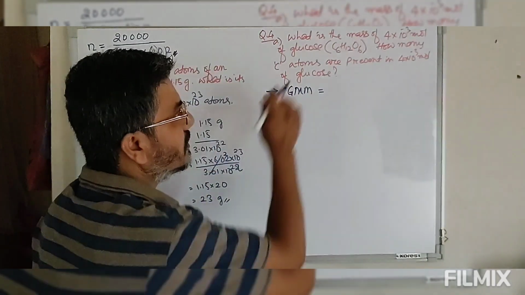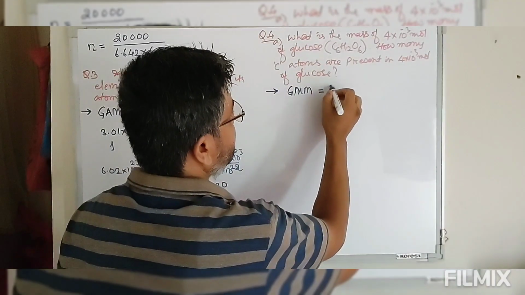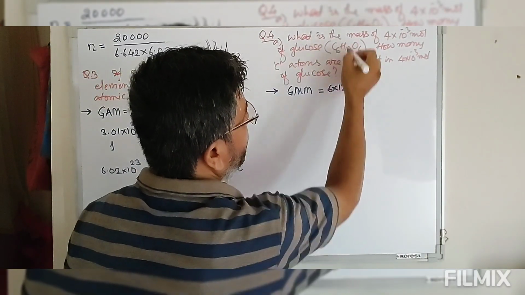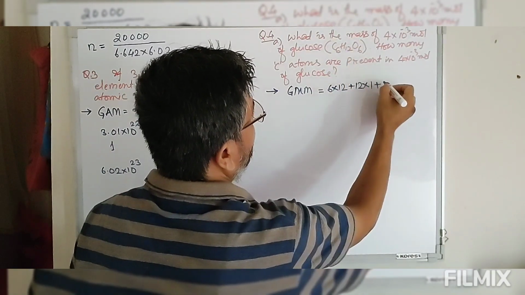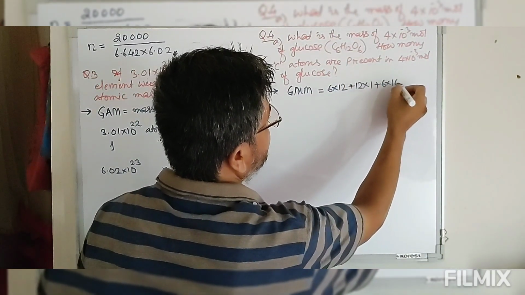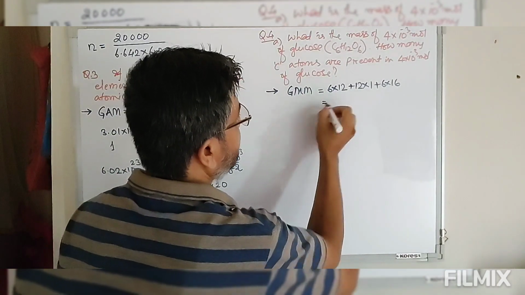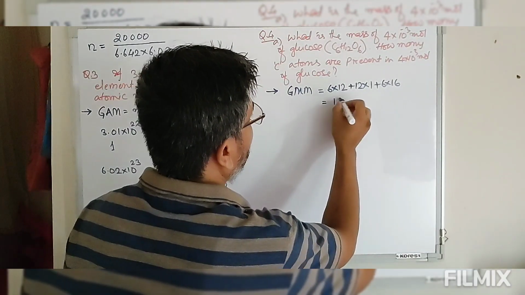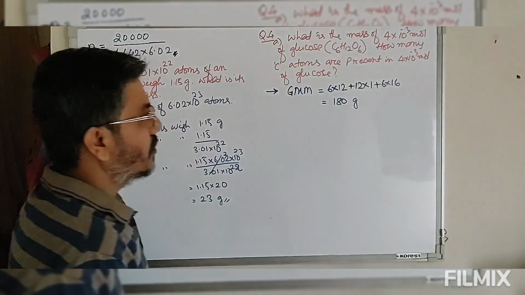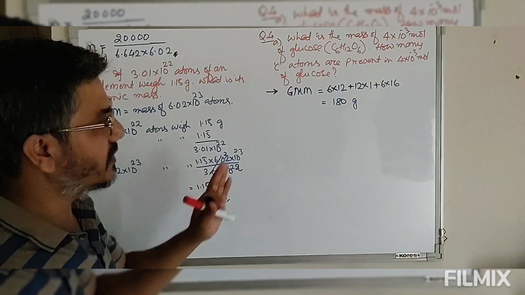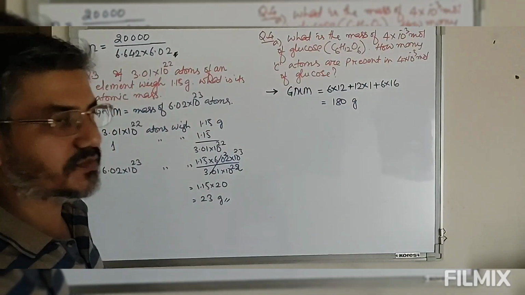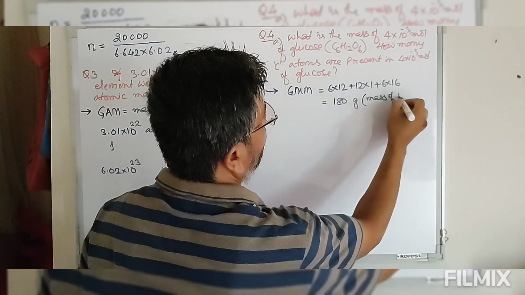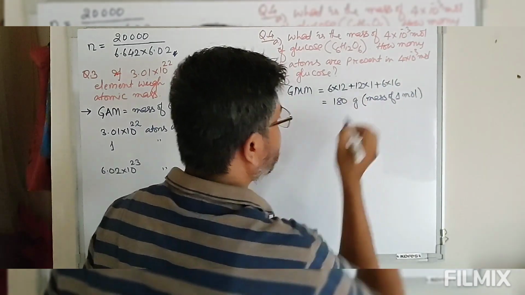This is equal to the sum of atomic masses. So we have carbon 6, the gram atomic mass of carbon is 12. We have hydrogen 12, the gram atomic mass of hydrogen is 1, plus oxygen 6, the gram atomic mass is 16. So if you sum this, it comes out to be 180 gram. So the mass of 1 mole is 180 grams. That is, the mass of 1 mole of glucose is 180 gram.